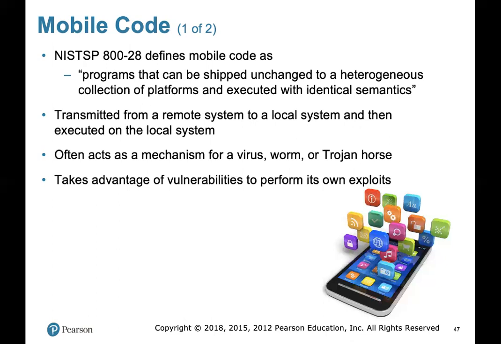Mobile code, per NIST, is defined as a program that can be shipped unchanged to a heterogeneous collection of platforms and executed with identical semantics. It means that you write a code, and that code can be executed on, for example, iPhone 11, iPhone 12, and iPhone 13. Or on Android devices, you write a code and that code can be executed with the same semantics on various Android devices. So this is mobile code, and by itself it is a good thing.